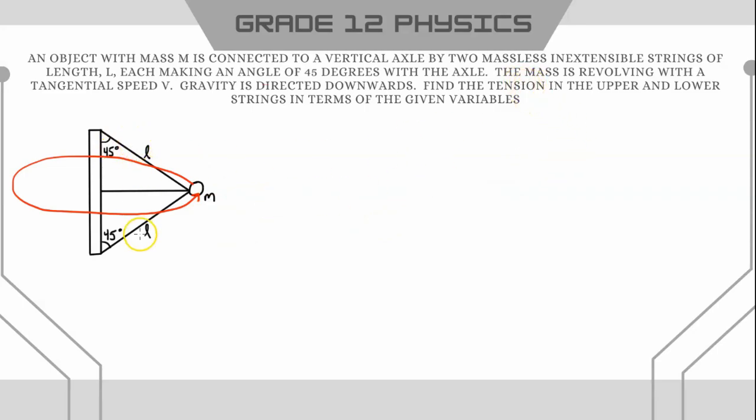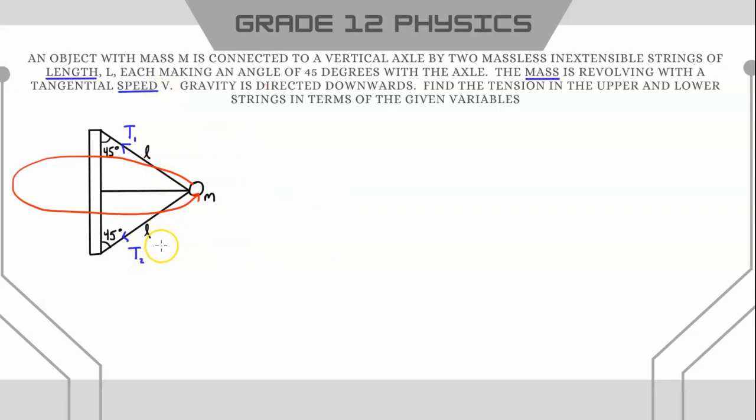So we have two tensions, and it looks like a nice symmetrical problem. So let's just call the upper tension T1, and this tension we'll call T2. So we need to find those, and we need to do it in terms of mass. So they give us mass, the length of the string, and the speed. All right, so let's get started.